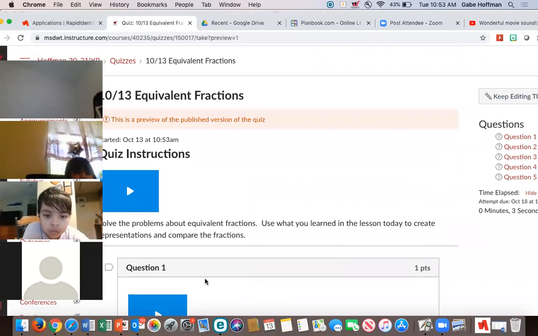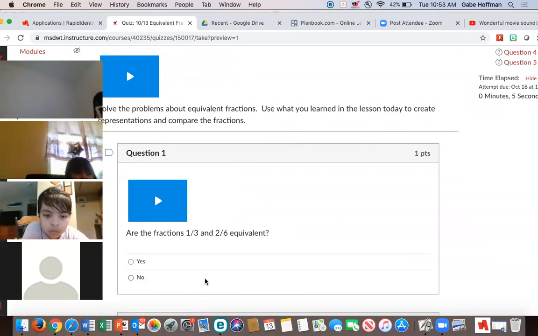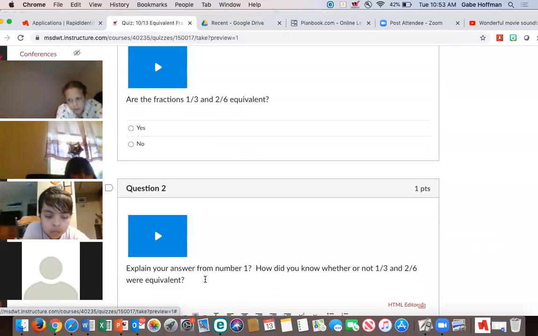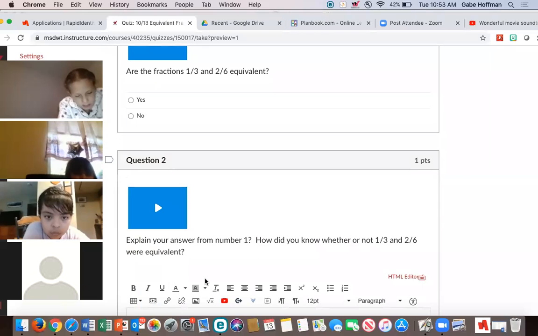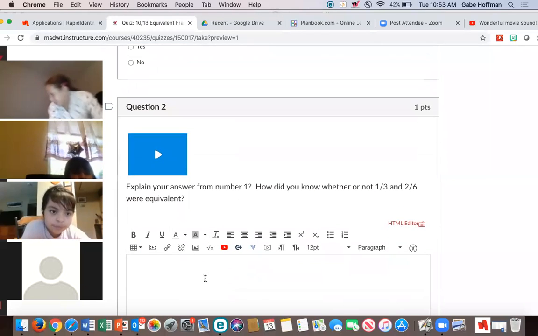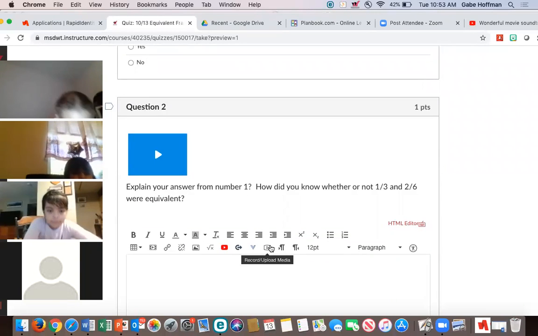So the first one is just simply, are the fractions 1/3 and 2/6 equivalent? Yes or no? And then question 2 says, explain your answer from number 1. How did you know whether or not 1/3 and 2/6 were equivalent? So you can record a video where you show on your whiteboard what you did. You can type, I knew 1/3 and 2/6 were or were not equivalent because, and tell us how you knew. Don't just say I knew because they weren't equivalent. That's not an acceptable answer, right? You need to be able to show or explain how you figured that out on your own.